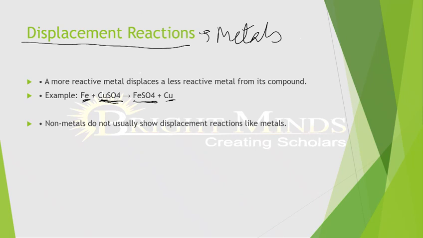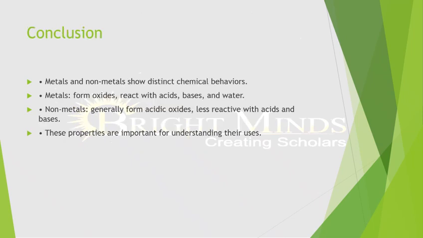Dear students, how this reaction proceeds can be judged by the change in the color of copper sulfate. The color of copper sulfate solution is turquoise blue. When you add some iron filings to it and stir, the solution turns green. Why does it turn green? Because of the formation of ferrous sulfate, right? Non-metals do not usually show displacement reactions like metals.